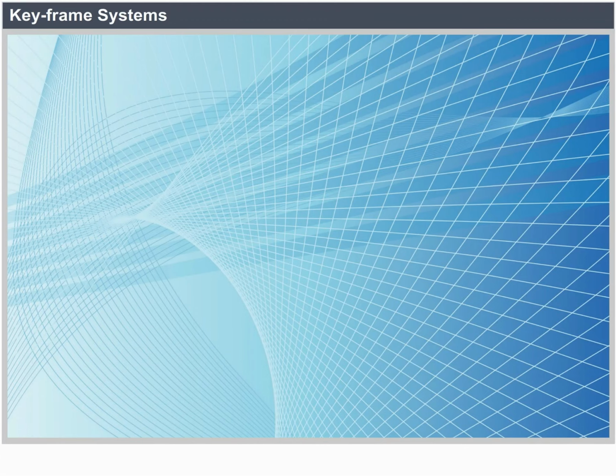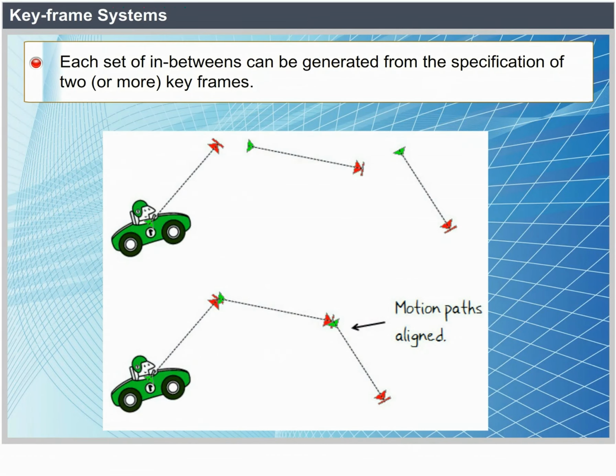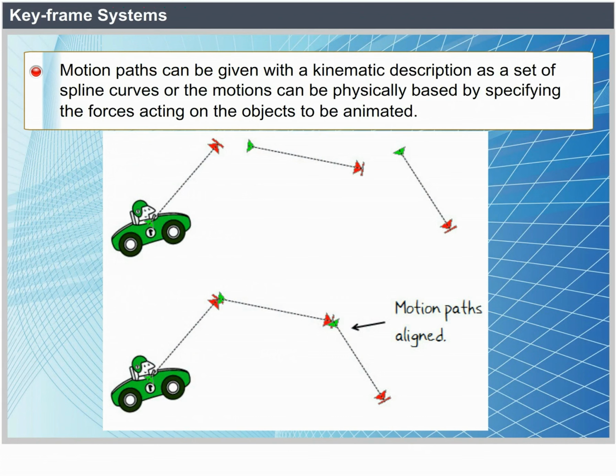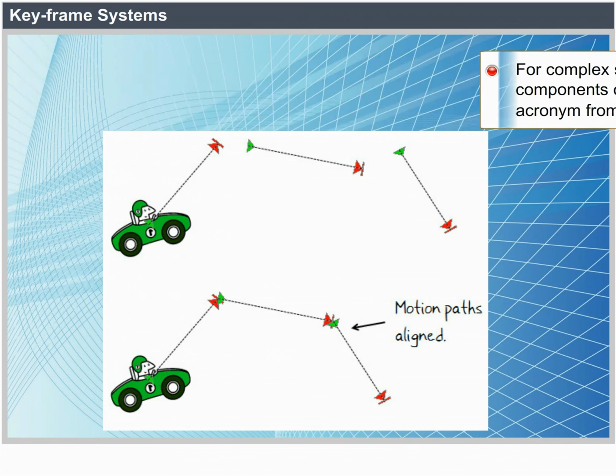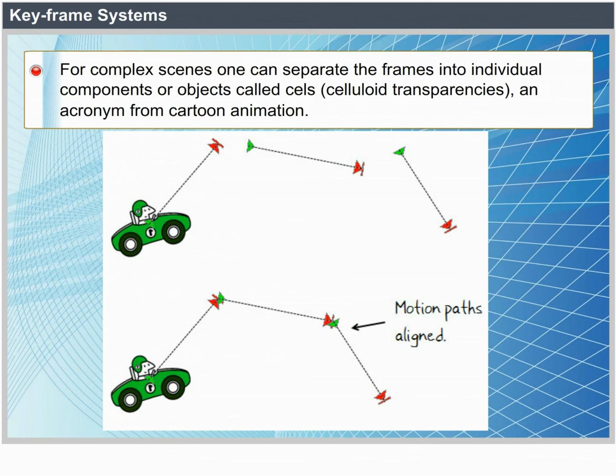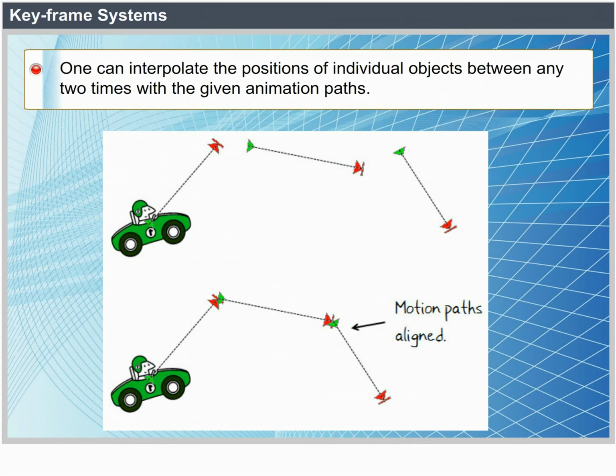Keyframe systems. We generate each set of in-betweens from the specification of 2 or more keyframes. Motion paths can be given with kinematic description as a set of spline curves, or the motions can be physically based by specifying the forces acting on the objects to be animated. For complex scenes, we can separate the frames into individual components or objects called cels, celluloid transparencies, an acronym from cartoon animation. Given the animation paths, we can interpolate the positions of individual objects between any 2 times.